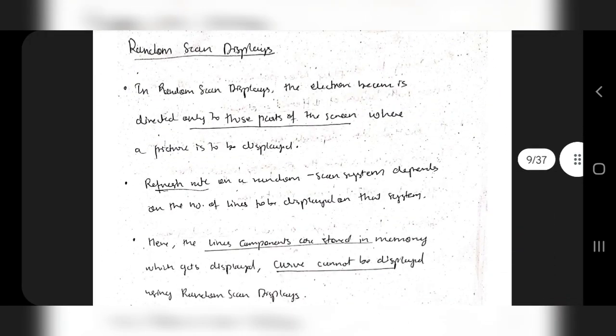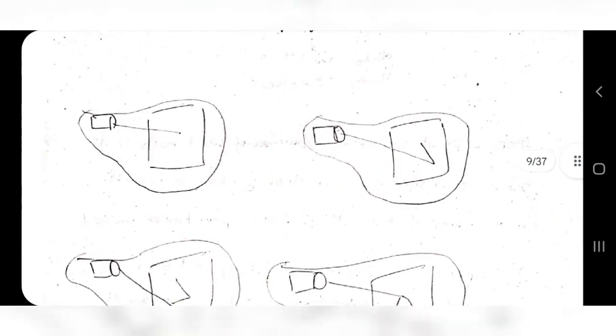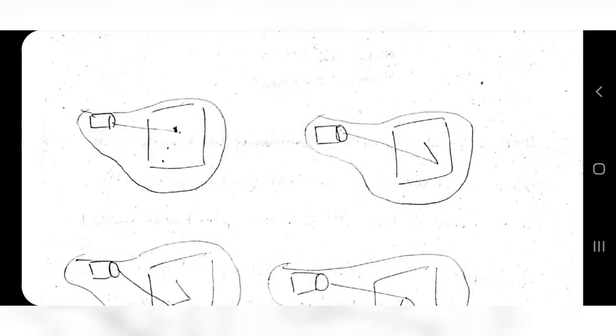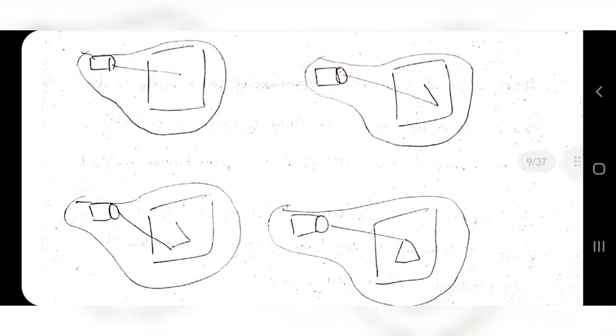What about random scan display? Random scan display will not go over everything. If these are the points which are to be illuminated, it will just go to these points and illuminate like this and like this. For example, to make a triangle, it will not start from here and scan each line; it knows what is to be displayed, so it will directly go here and draw a straight line, then next like this, next like this. So in random scan display, it will make only the image that is required, not all of it. Here only straight lines can be displayed, curves cannot be displayed.